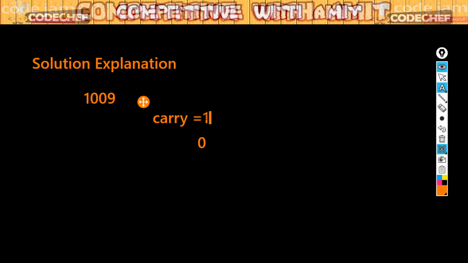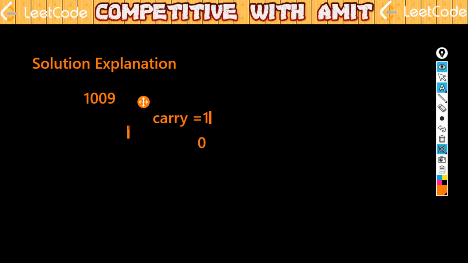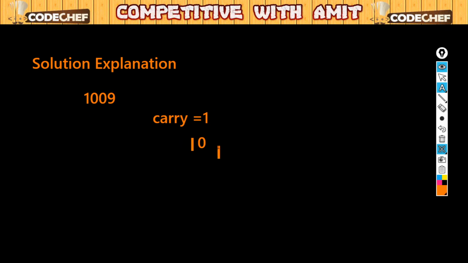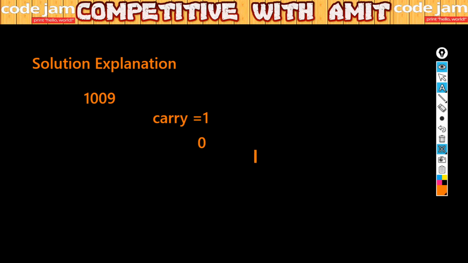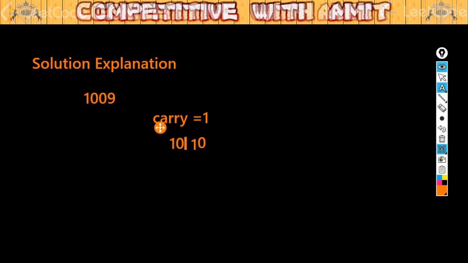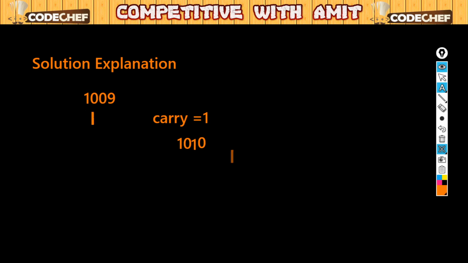The next is 0. So first of all we will add the carry, and then we will check whether it is greater than 9 or not. It is not greater than 9, so the carry becomes 0, and we insert the value here. So here it will be 1. Now we don't need to check the previous values, because we know that the answer will be 1110, since the carry becomes 0.